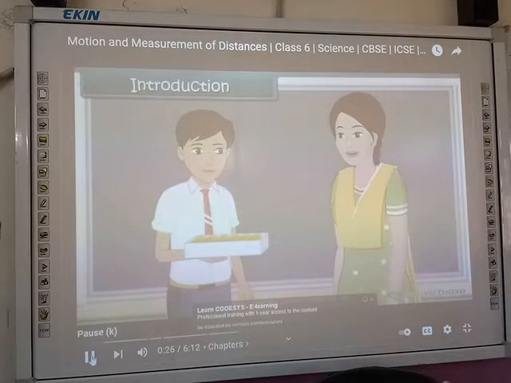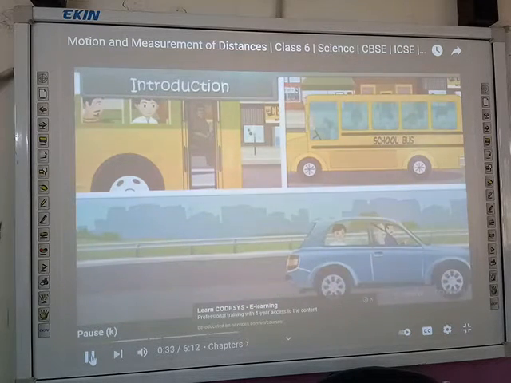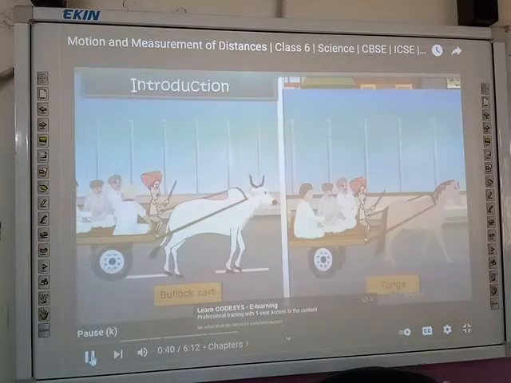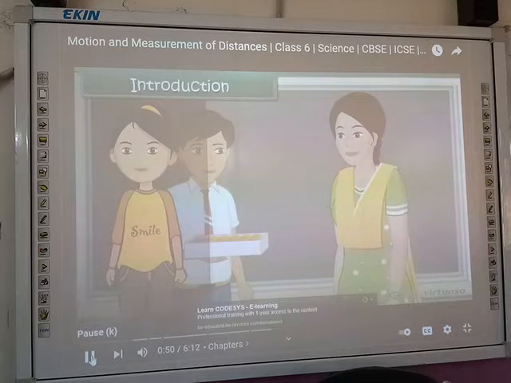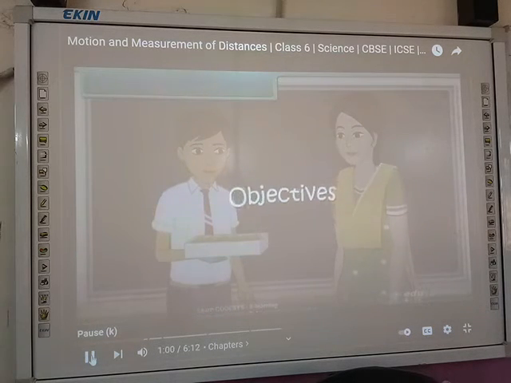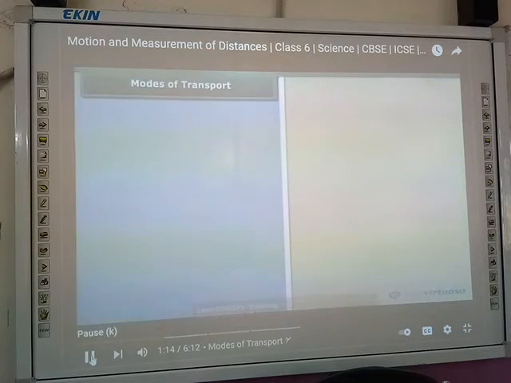We all travel every day to come to school. Some of us come by bus, some by the school bus, and some by their own cars. But have you thought about what was used by people earlier to travel from one place to another? Bullock carts and tongas. Good. Let us look at some modes of transport used in the early days. Children, in this lesson, we will learn about the various modes of transport and also about the measurement of distance along with the types of motions. Objectives. At the end of this lesson, you will be able to describe the various modes of transport, explain the standard units of measurements, describe the types of motions, modes of transport.